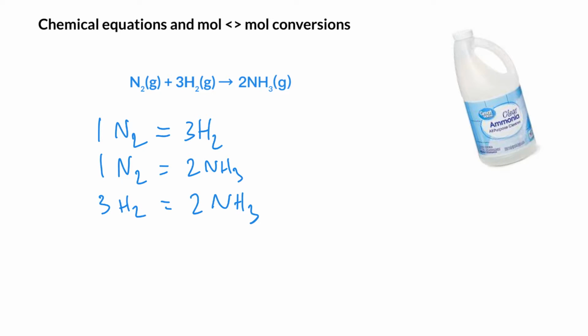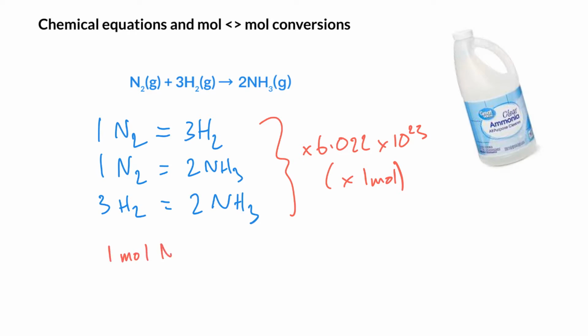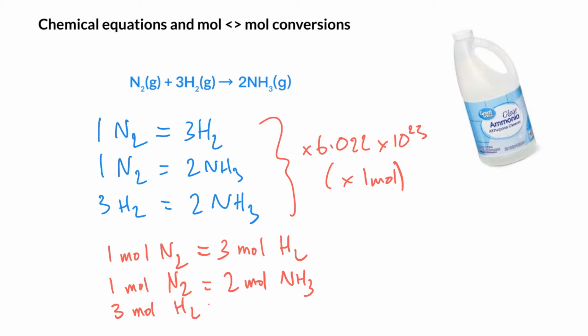We can also just multiply all of this stuff by a very cool number, Avogadro's number. So we can multiply by 6.022 times 10 to the 23, which really is just multiplying by a mole. And this now tells us something very, very interesting. It says that 1 mole of nitrogen, when we react it, needs 3 moles of hydrogen. And also when we react 1 mole of nitrogen, 2 moles of ammonia, so NH3, are produced, and 3 moles of hydrogen, when they react in this reaction, can make 2 moles of ammonia.